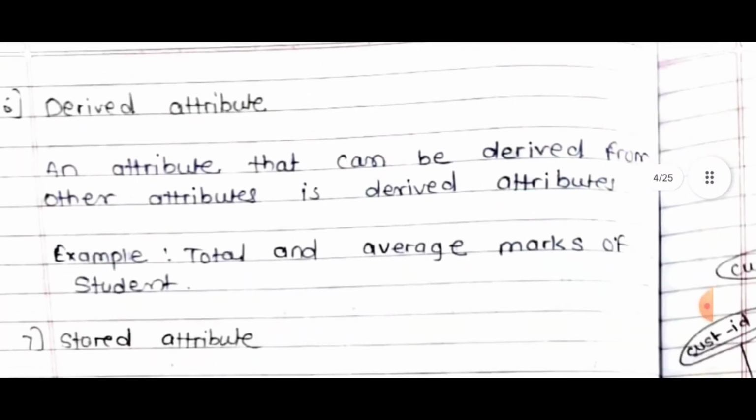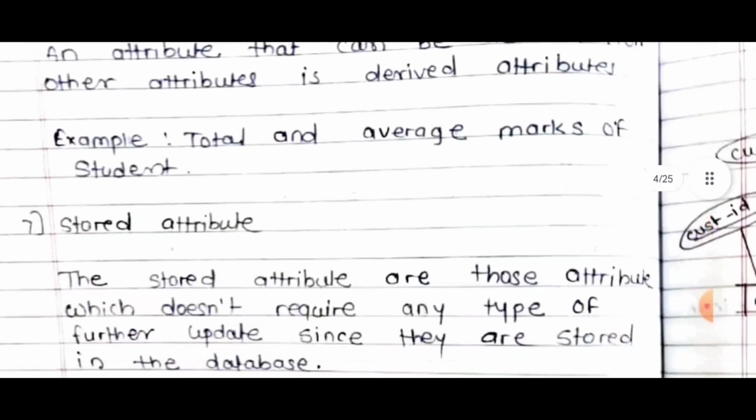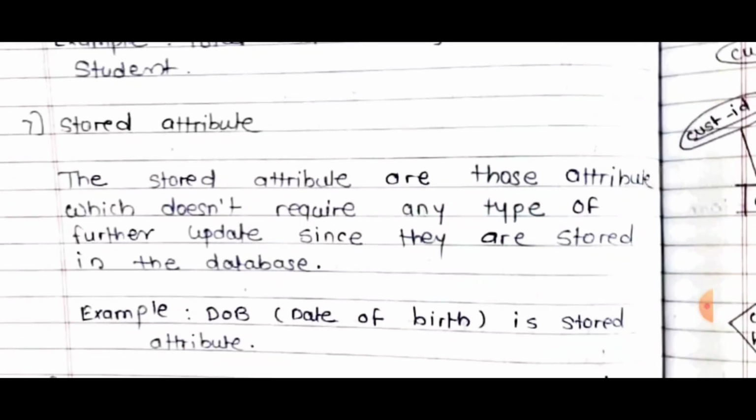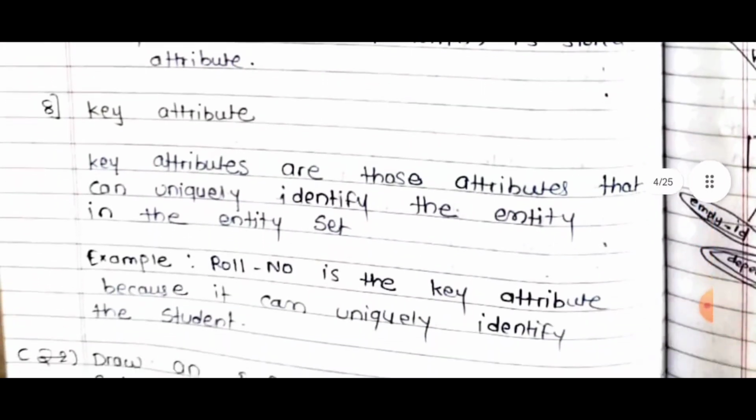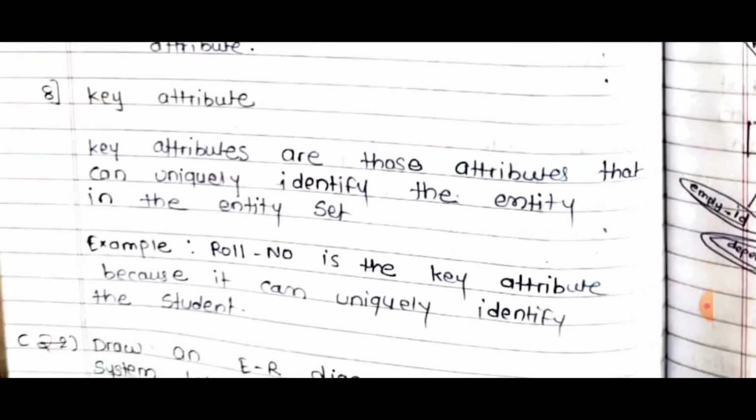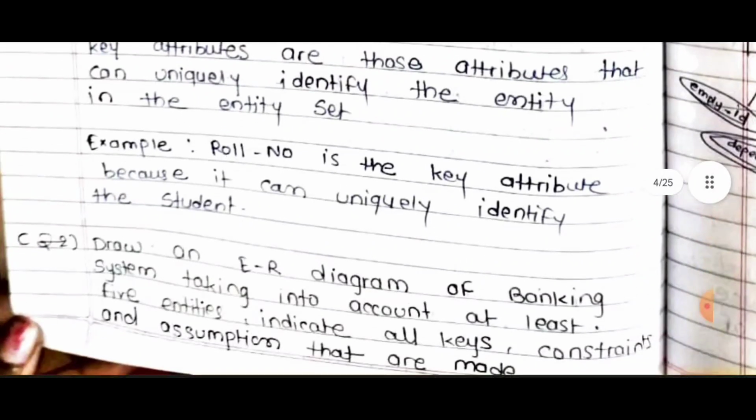Derived attribute. An attribute that can be derived from other attributes is a derived attribute. Example, total and average marks of a student. Stored attribute. The stored attributes are those attributes which don't require any type of update since they are stored in the database. Example, date of birth is a stored attribute. Key attribute. Key attributes are those attributes that can uniquely identify the entity in the entity set. Example, roll number is the key attribute because it can uniquely identify the student.